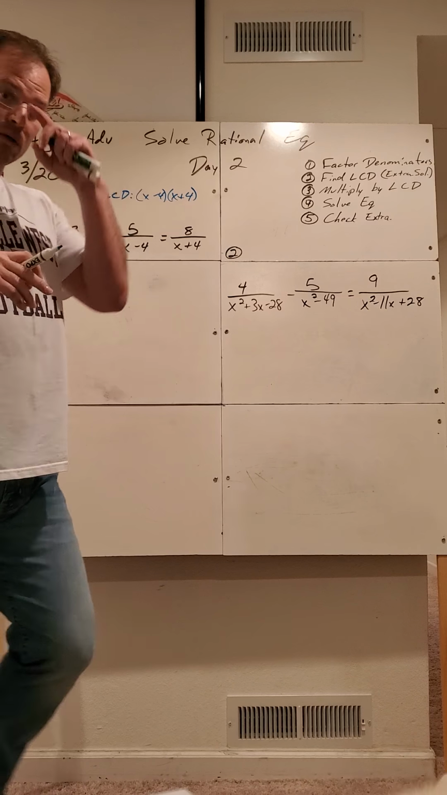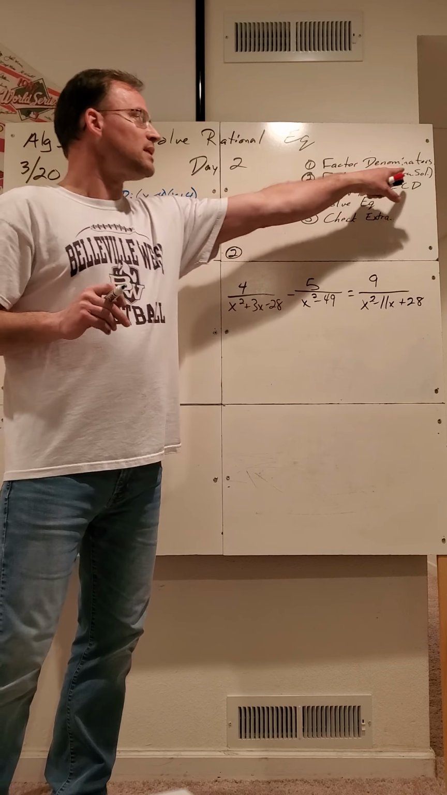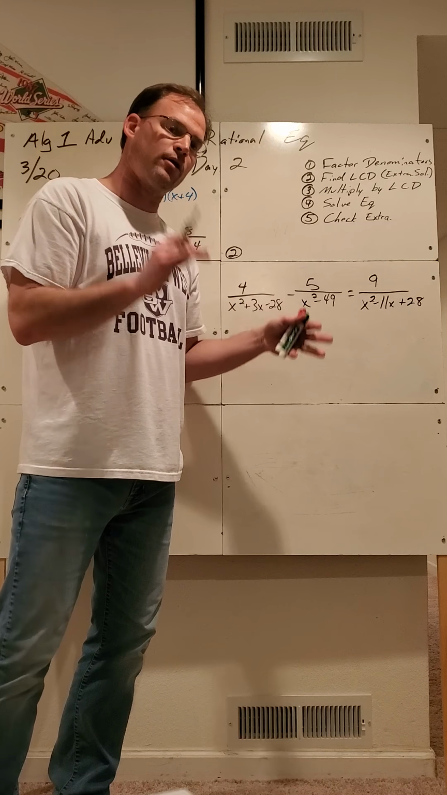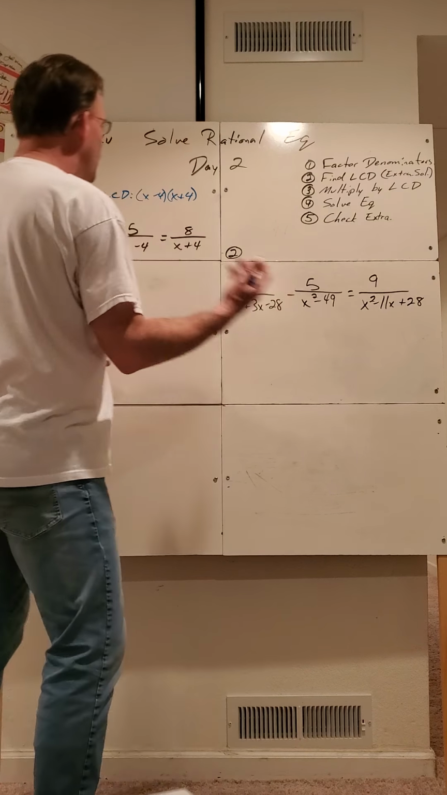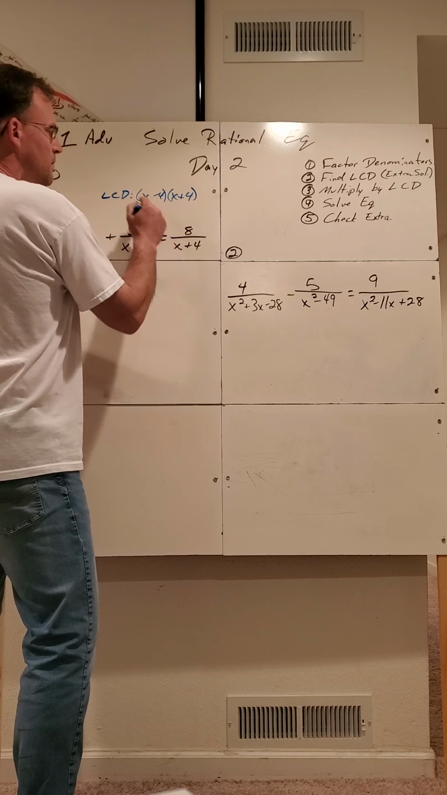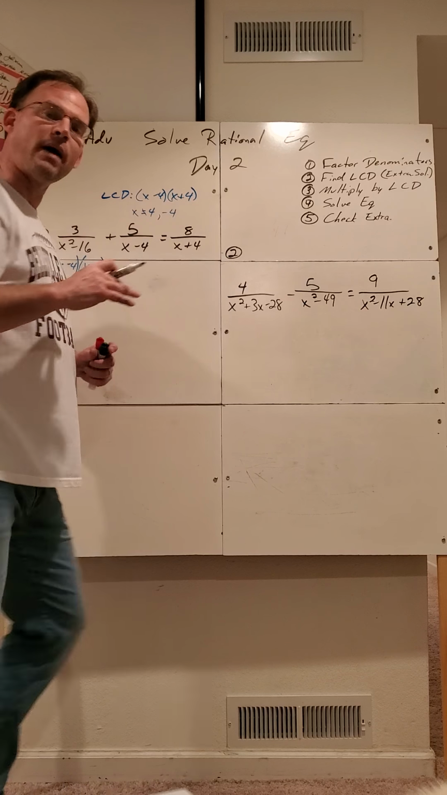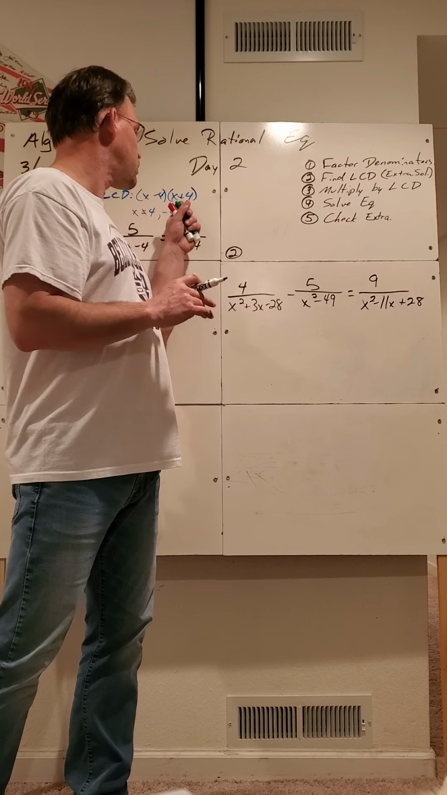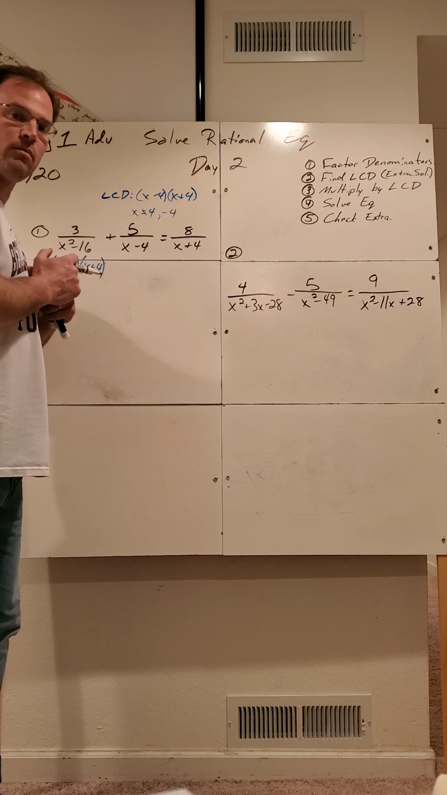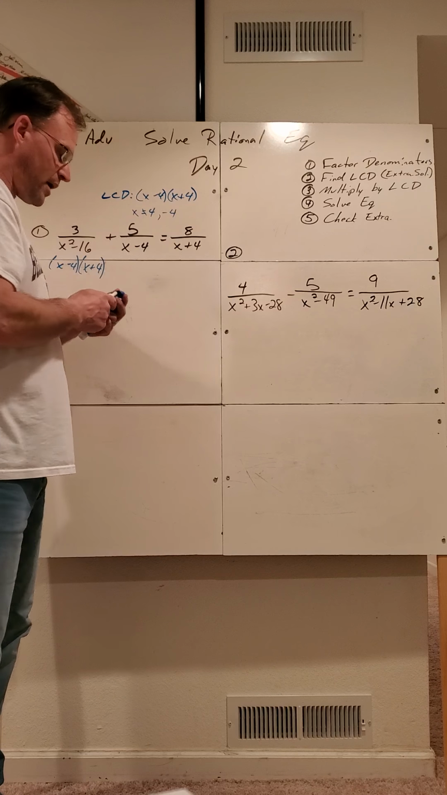That's my LCD. And as we talked about on Wednesday, I use my LCD to find my extraneous solutions because my denominator cannot be 0. So what would make the denominator 0 here? If I had a 4 or if I had a negative 4, those are my extraneous solutions. I cannot have 4 or negative 4 in my final answer.